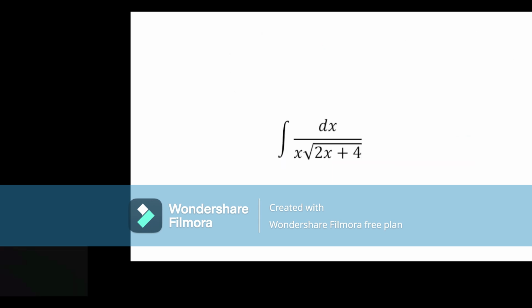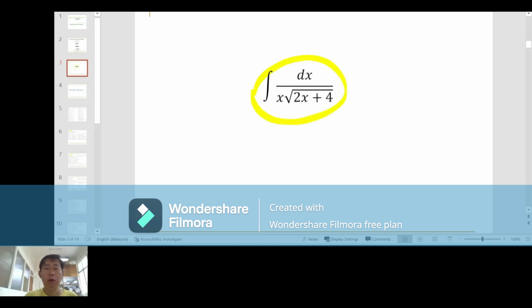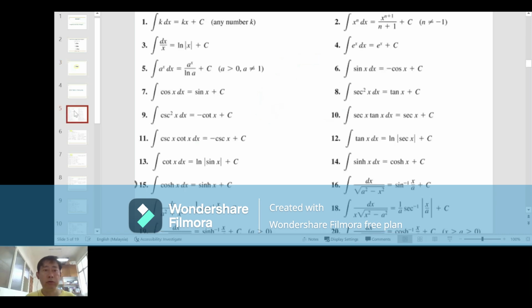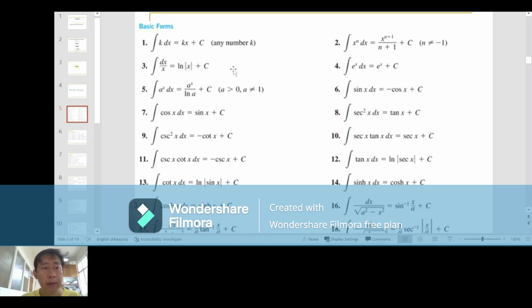For the next example, we look at the integration of 1 over x times the square root of 2x plus 4. The function contains a denominator made up of a product between x and the square root of 2x plus 4. So we scroll through the integral table for a suitable integrand that could give us the integral result we are looking for. The basic forms do not contain what we want.